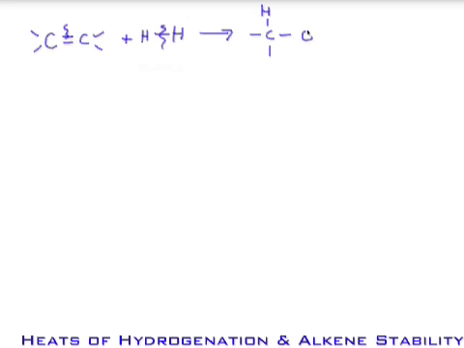Well, forming two sigmas will give back more energy than breaking one pi and one sigma. The net reaction is you get back more energy, you get energy release. Delta H is negative. The reaction is exothermic.